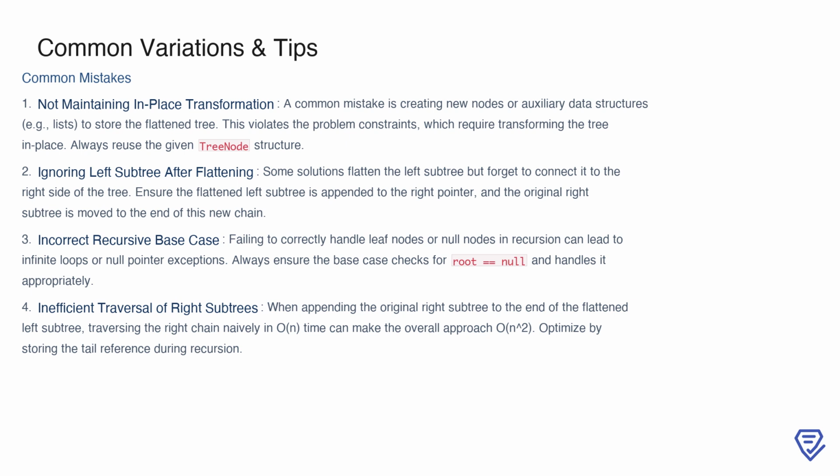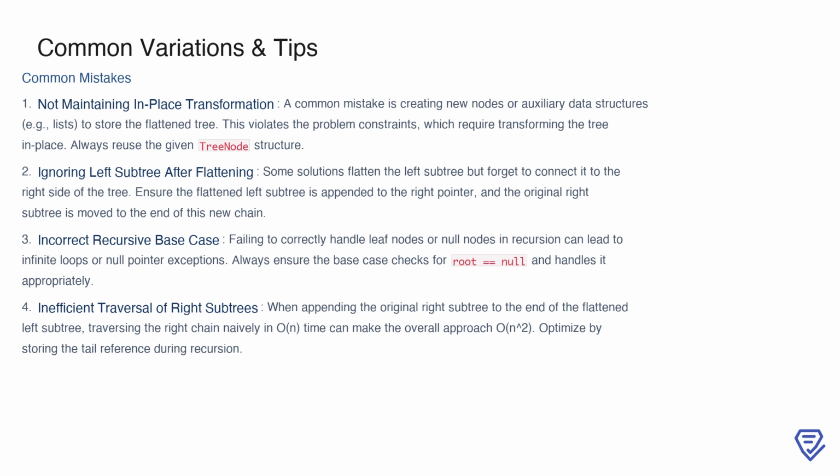First, it's crucial to maintain in-place transformation. This means you should avoid creating new nodes or using auxiliary data structures, like lists, to store the flattened tree. Using such approaches violates the problem's constraints, as the goal is to reuse the existing tree node structure.